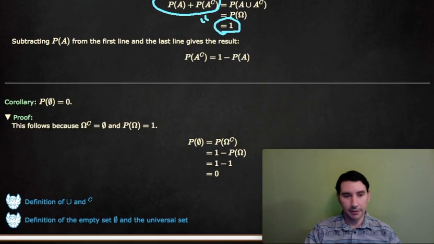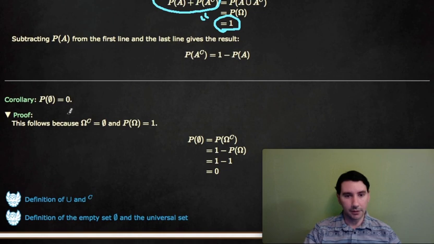As a corollary to this, or just a result that immediately follows, the probability of the empty set equals 0. And that's because the empty set is the complement of the universal set, or the sample space in this case. So the probability of the empty set is the probability of the sample space complement, or 1 minus the probability of the sample space, which is 1 minus 1, or in other words, 0.